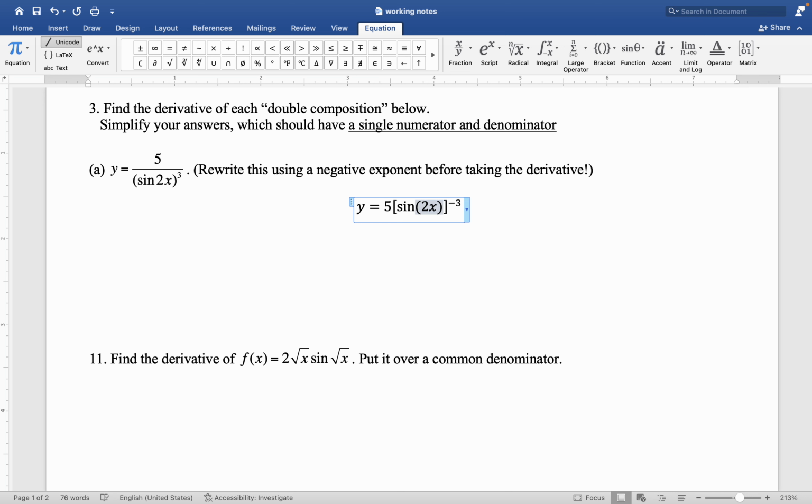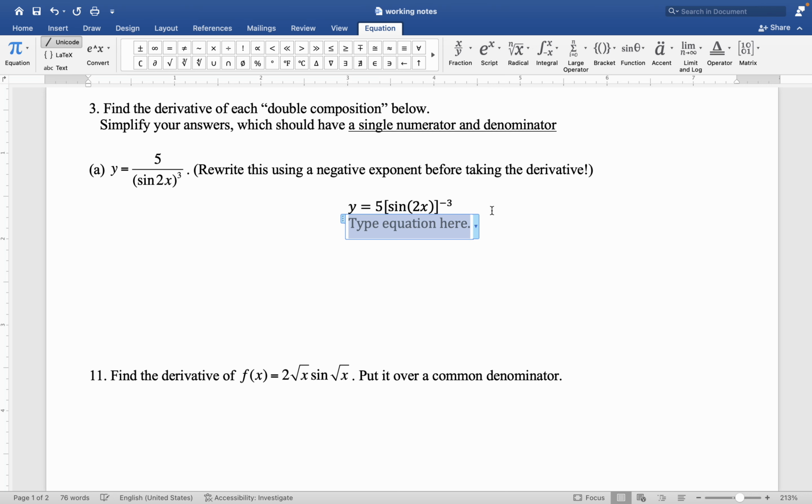So hopefully you can see that this is going to be a problem that requires 2 applications of the chain rule, because you've got 2x inside of sine inside of the brackets raised to the negative 3, so 2 chain rule applications. So we'll start by thinking about inside and outside. I would say that the outside function is 5 blank to the negative 3. So I start by taking the derivative of the outside function. The derivative of 5 blank to the negative 3 is negative 15 blank to the negative 4.